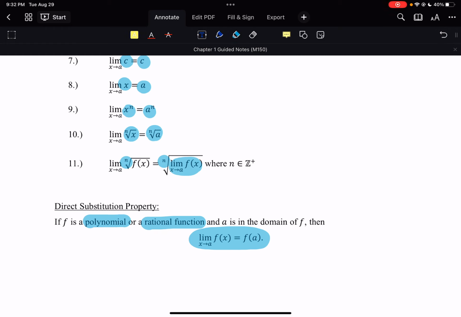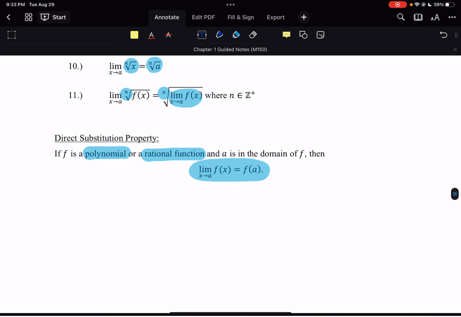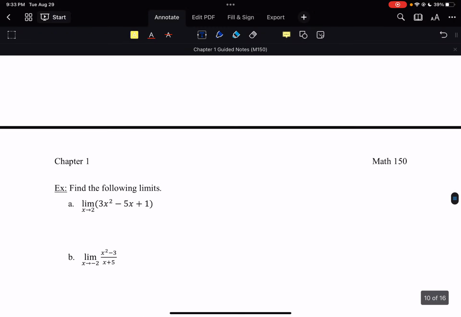But if that's the case, then we don't even have to worry too much about using special tricks and algebraic tools and stuff like that. Basically, we just substitute in a and then we get out our value. So direct substitution is always a great option if it's possible. There will be plenty of cases where it is not possible. We have to figure out how to work around that. So let's take a look at a bunch of examples on the next page here.